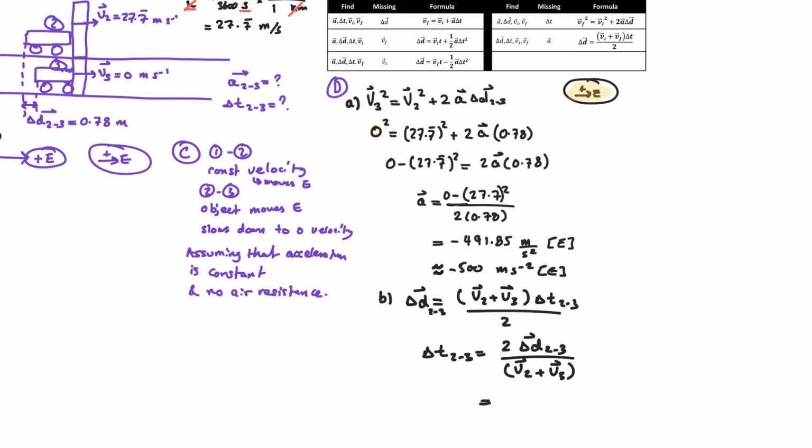Now I will plug in all the values. So 2. I'm still using this positive east convention. So my displacement is to the right, same as east direction. So that's going to be a positive 0.78. My initial velocity is 27.7 repeated, plus my velocity 3, which is 0. And when I do this on my calculator, I get an approximate value of 0.06 approximately meters per second squared.